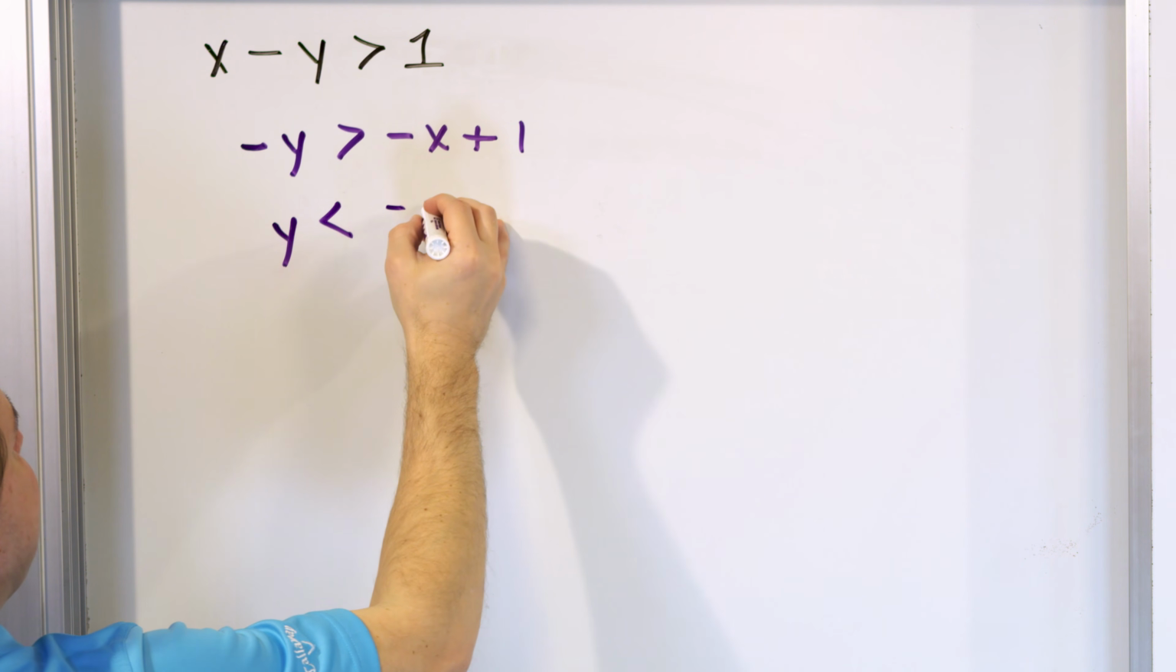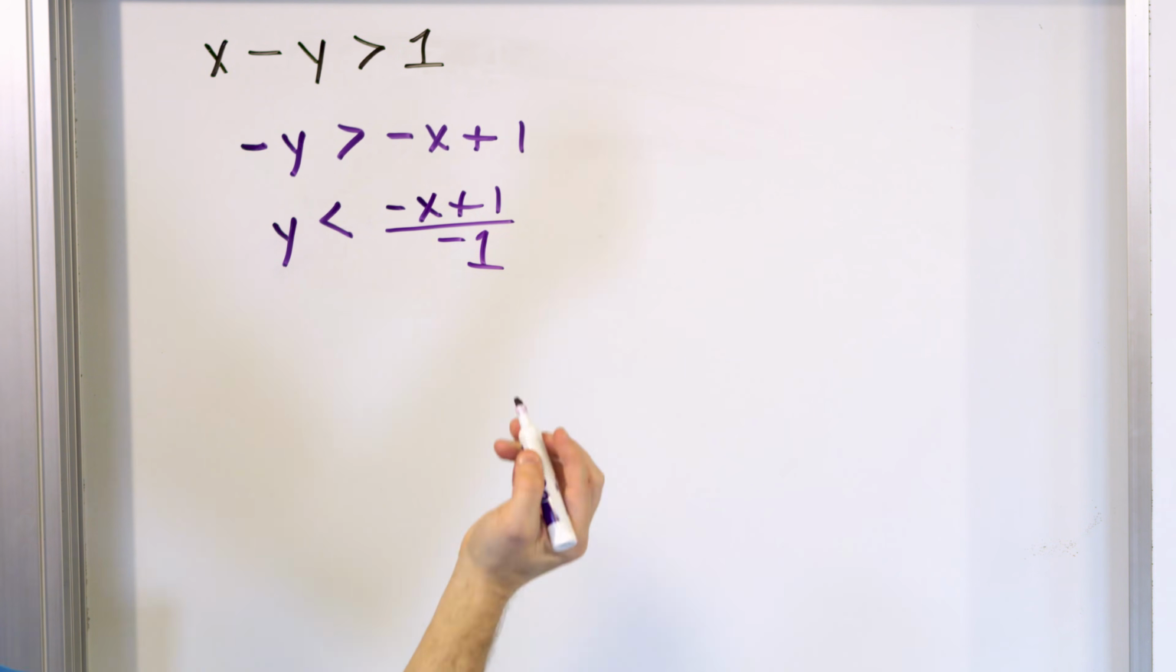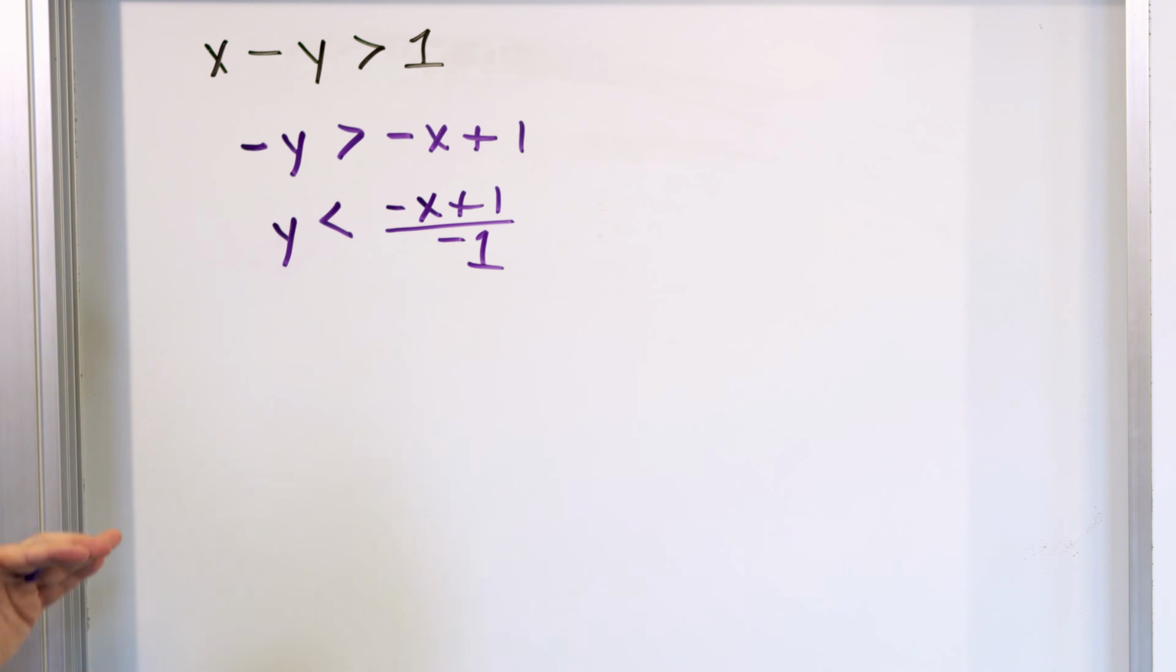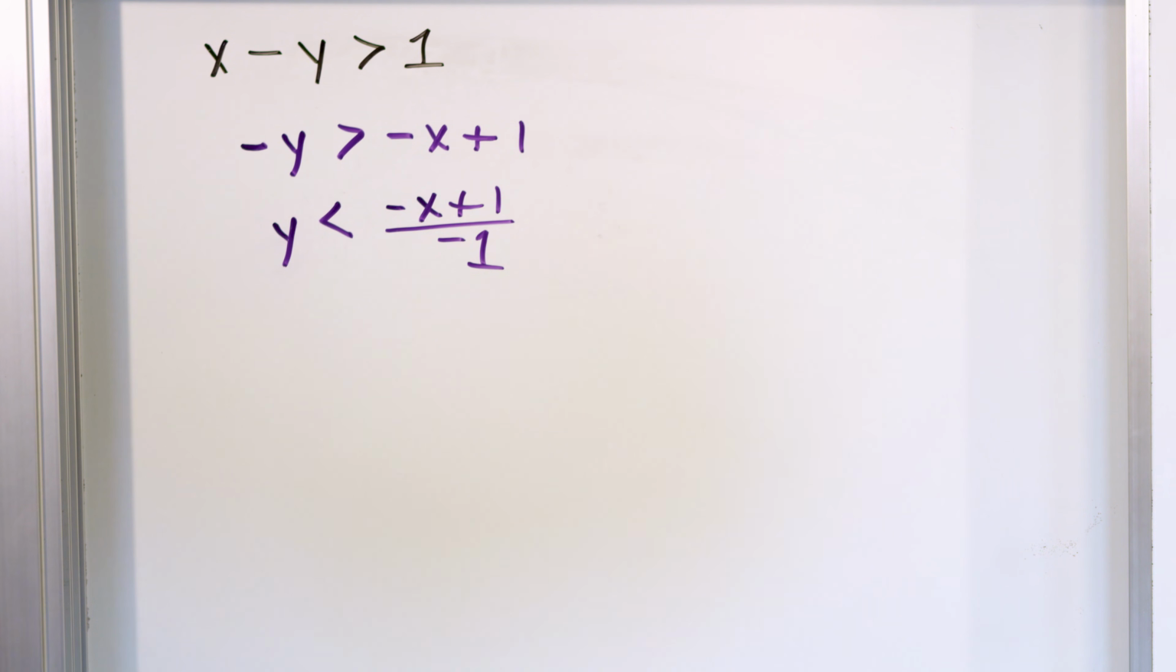And on the right-hand side, you're going to have negative x plus 1 divided by negative 1, essentially is what you're doing. I'm going to show it very clearly with the steps. So we divide by negative 1, meaning we get rid of it. We flip the sign because we're dividing by a negative. We take the right-hand side, we divide by negative 1.